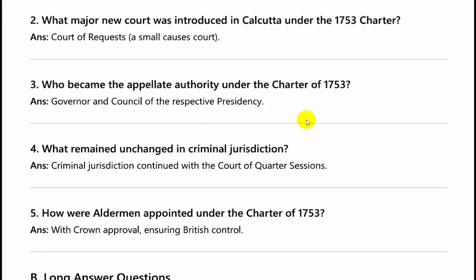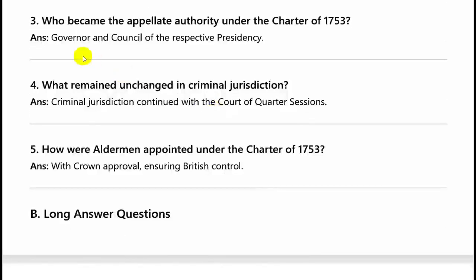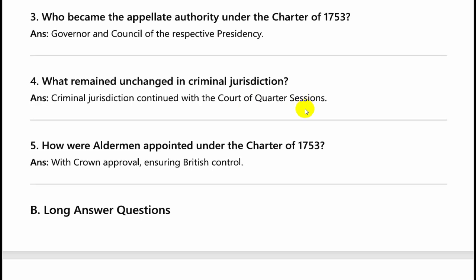Who became the appellate authority under the Charter of 1753? Earlier also it was Governor and Council. Even in 1753, the appellate authority was Governor and Council of the respective presidencies. What remained unchanged in criminal jurisdiction? Criminal jurisdiction continued with the Court of Quarter Sessions. So earlier also there was a Court of Quarter Sessions which handled the criminal matters or criminal issues.